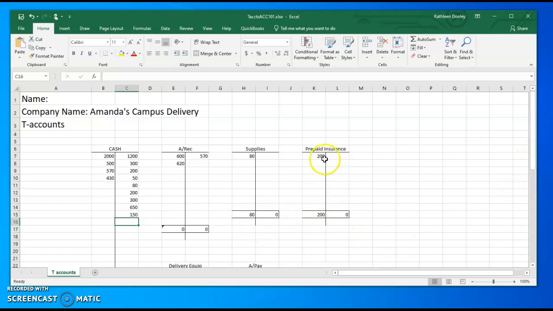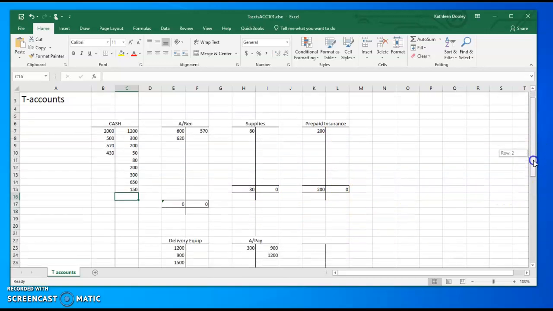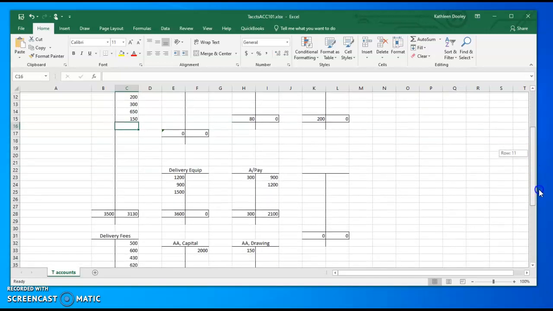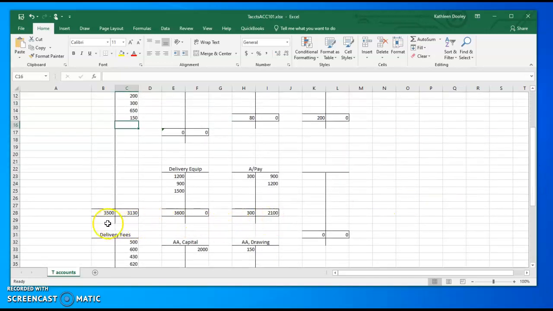So all the debit and credit footings are made. Now we just have to balance them. So I take the big number, 3,500, minus the small number of 3,130. And that's a $370 balance. I put it under the big number. So 370 is the big number.